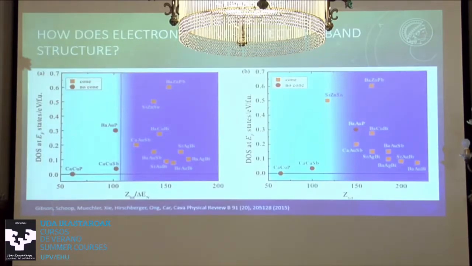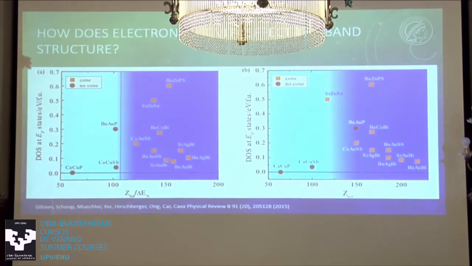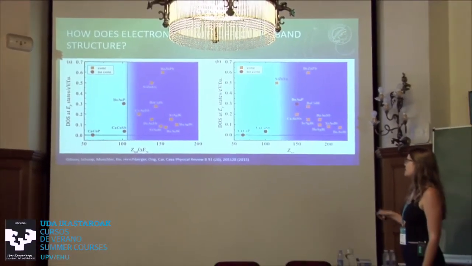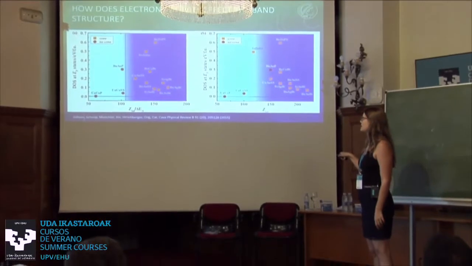And so then we made some plots. We calculated all those different band structures. We looked if there's a direct crossing or if it's not there. And we looked at how many other bands are crossing them. We quantified it by the amount of density of states at the Fermi level. So if there's a lot, there's a lot of other things interfering. If there's not a lot, it's relatively clean. And so the density of states at the Fermi level is plotted on the y-axis here.